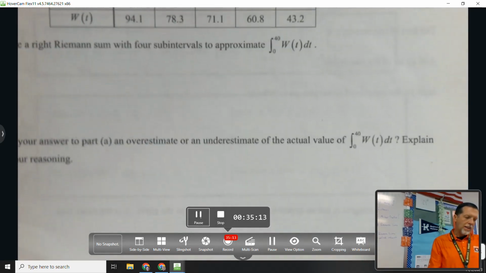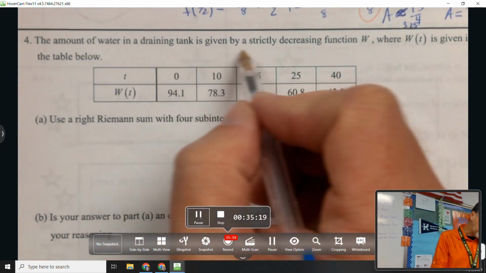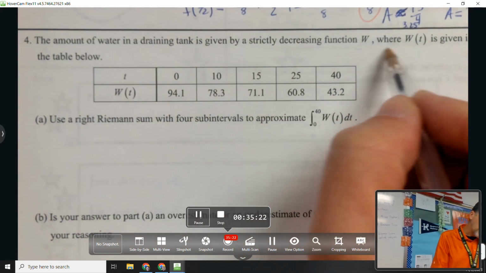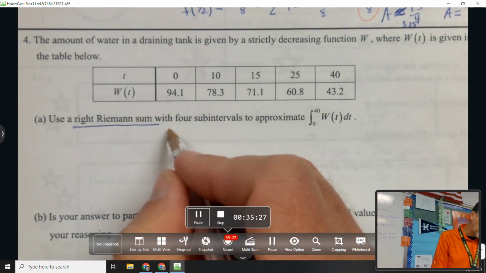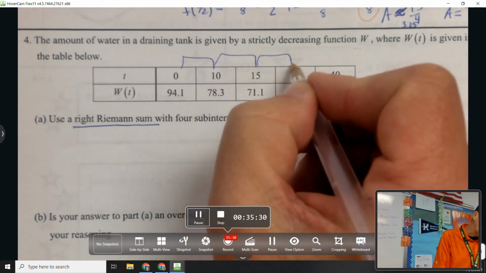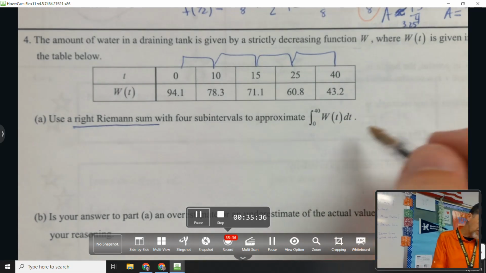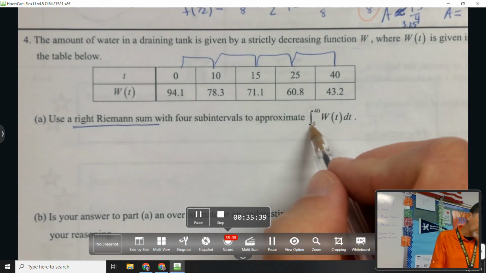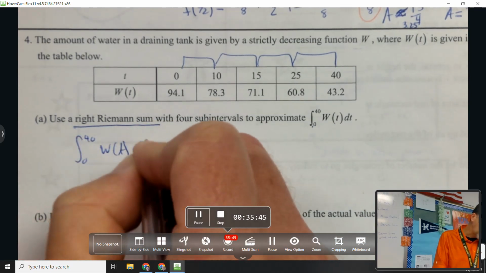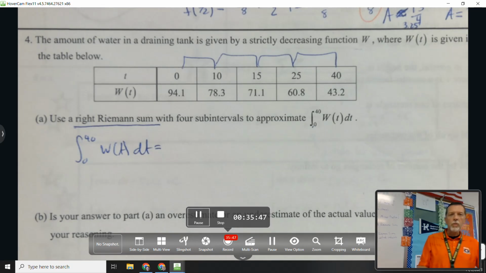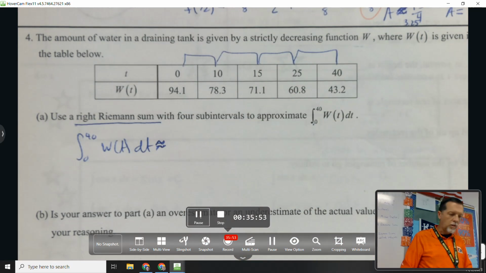All right, last one. The amount of water in a draining tank is given by a strictly decreasing function where W is given in the table below. Use a right Riemann sum with 4 subintervals. That makes sense because look, there's 4 intervals to approximate the area under the curve from 0 to 40. So this has some words on it, but it's kind of the same thing. Do a right Riemann sum. I'm going to put approximate because we're using rectangles rather than actual area.